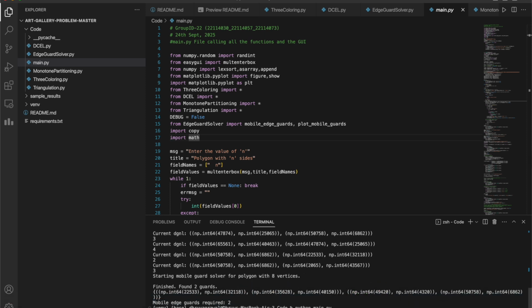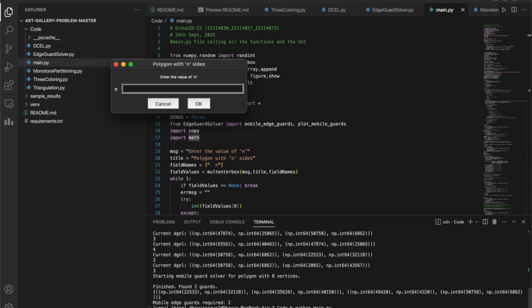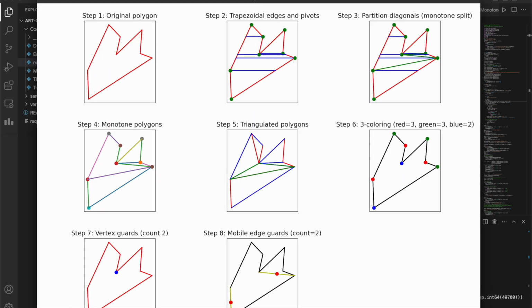Running our program, first it will ask for the input value of n, that is the number of sides we want in a polygon, and it will generate a random polygon based upon our input. So first let's have the number of edges as 8. Entering that, in the first step a random polygon will be generated. In the second step the trapezoidal edges and pivots will be seen.